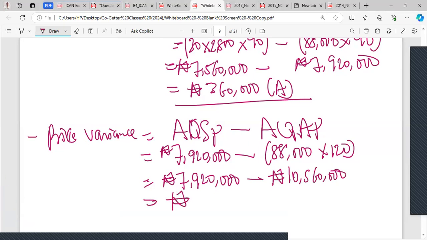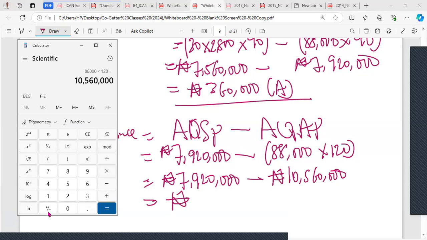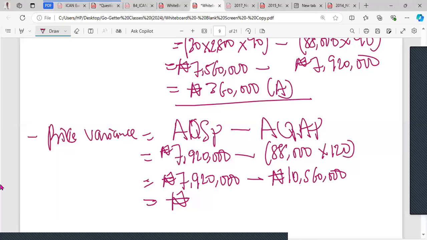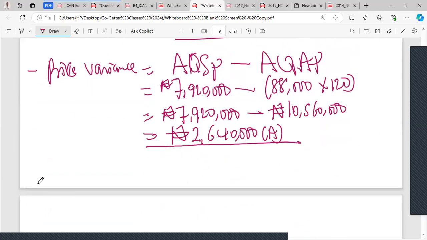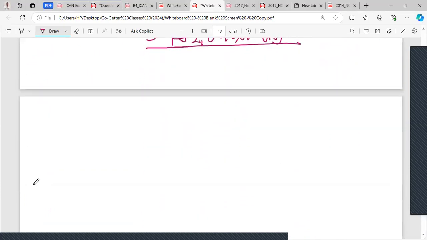So if I take away 10,560,000 from 7,920,000, I am getting 2,640,000 adverse. That's the price variance. I'm done with materials. I'm going to direct labor.